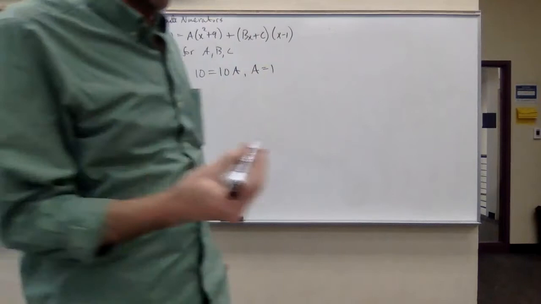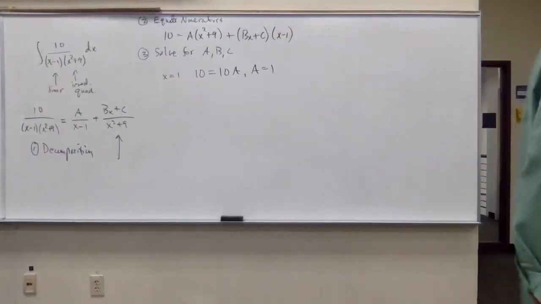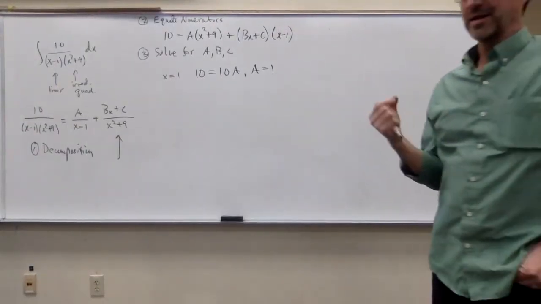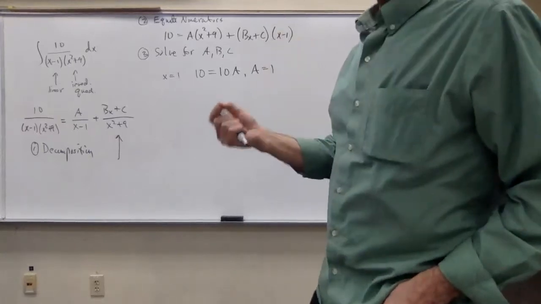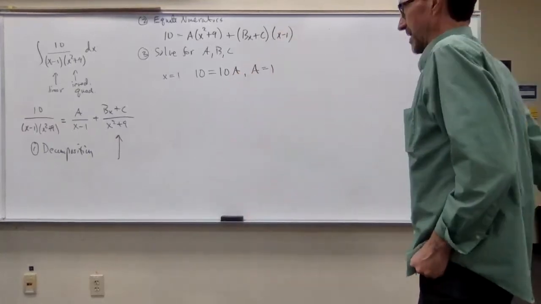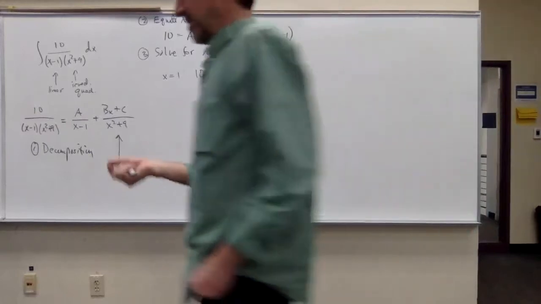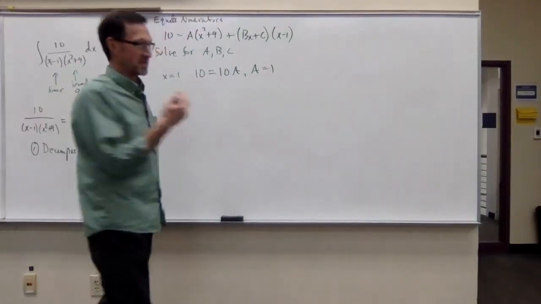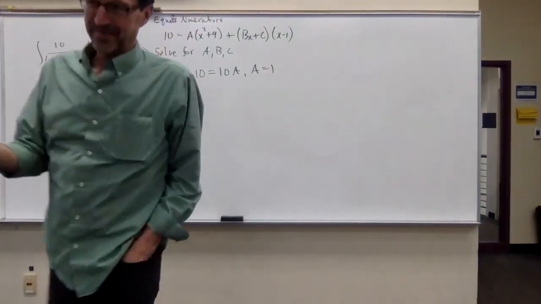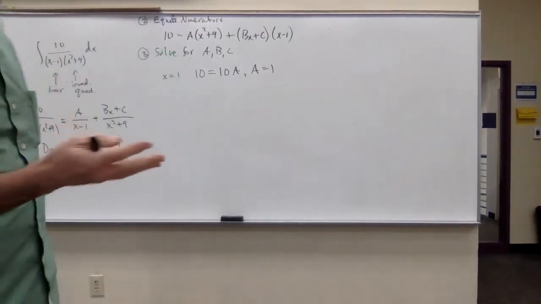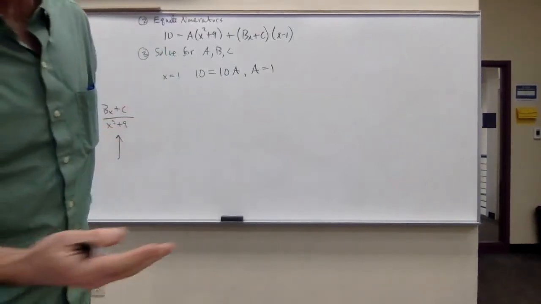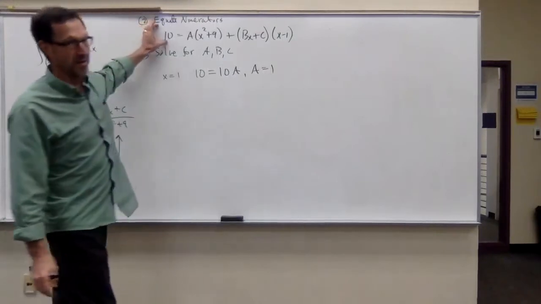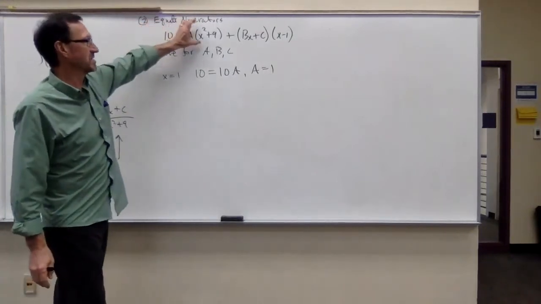So if we have a linear factor, we can always nail down one of our constants by plugging in a good value, the value that makes it 0. Okay, that's the only linear factor here. So we're not going to plug in any more values. Instead, I'm going to force this polynomial 10 to be the same as that polynomial.